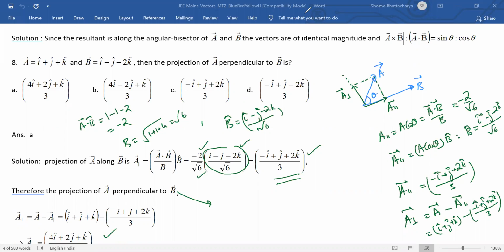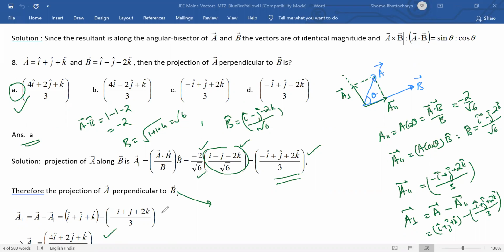So in a sense, this is a direct formula based question. Let me just check if the option is correct. The option is E. This is the correct answer.